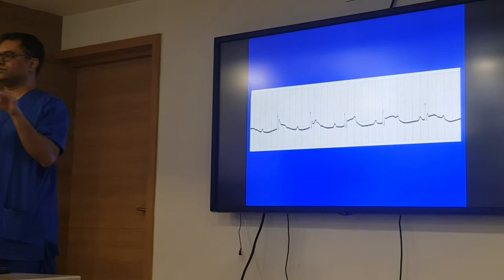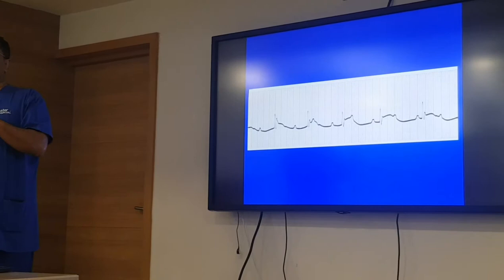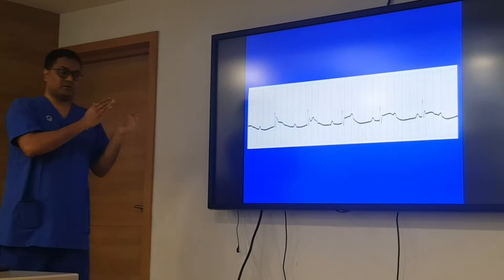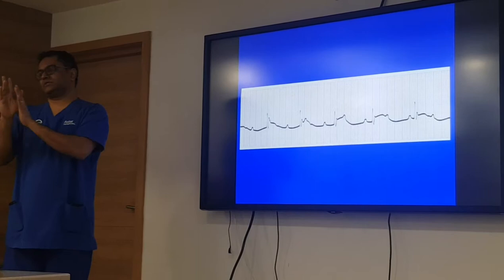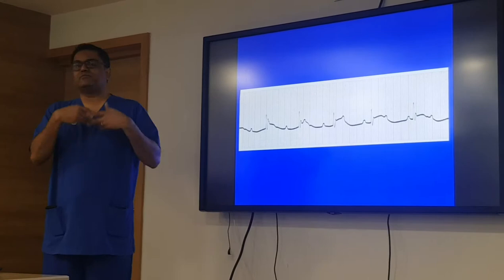Sometimes it can be 3:1. You'll have 3 P waves and a QRS. Or 4:1, 4 P waves and a QRS. That is the second degree heart block. Okay. So here also the PR interval is prolonged, but not all P waves are conducted. So that is second degree heart block. But still there is some conduction. Okay. Maybe it's not every P wave, every beat, every fourth or every third atrial beat gets conducted. This is the second degree heart block.